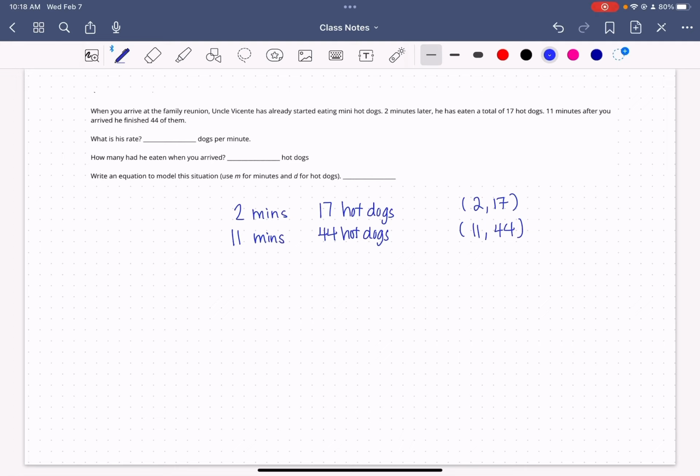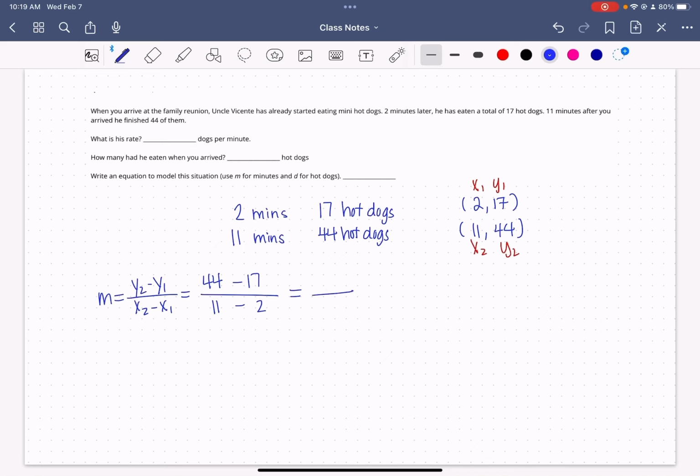Looking at it as ordered pairs, we're first going to create the slope. Slope is the change in y over the change in x. We know that y is representative of hot dogs, so let's label our information: this will be x1, y1, x2, y2, where our time is represented as x. We're going to set up the slope formula off of our labels. That gives me 44 minus 17 over 11 minus 2.